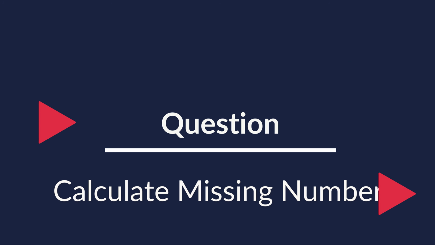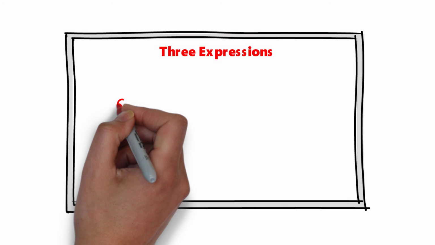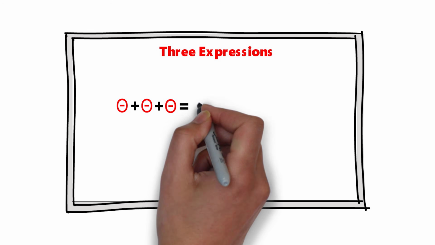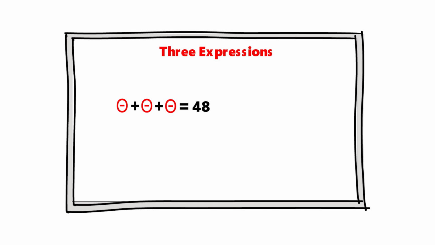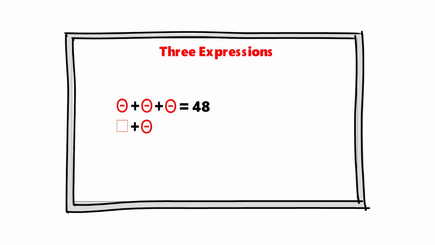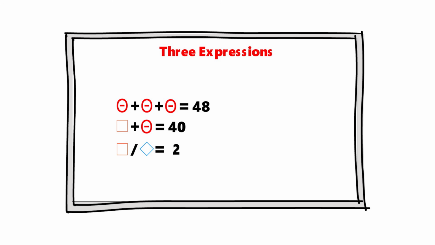Here's the cool question which is frequently used on the test. You're presented with 3 expressions. Circle with the dot inside plus another circle equals 48. In the second expression, you add square plus circle and the result equaled 40. And in the third expression, you divide square by the diamond and the result is equal to.